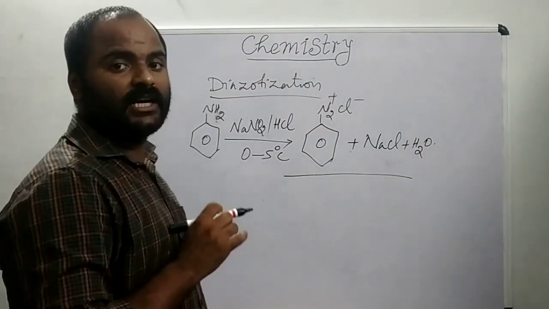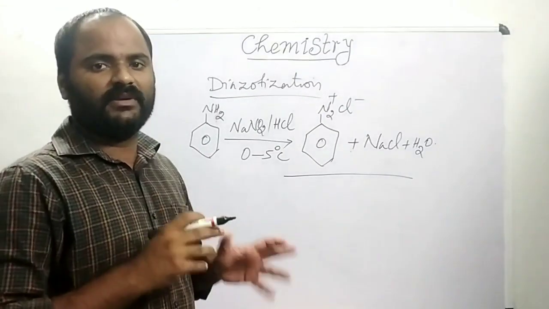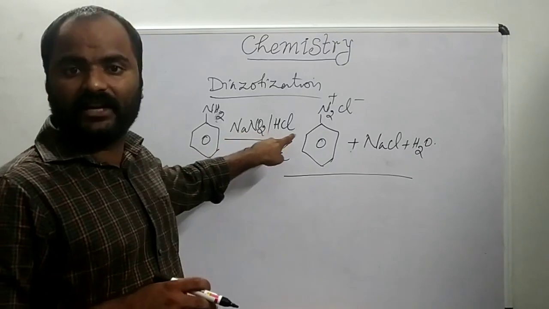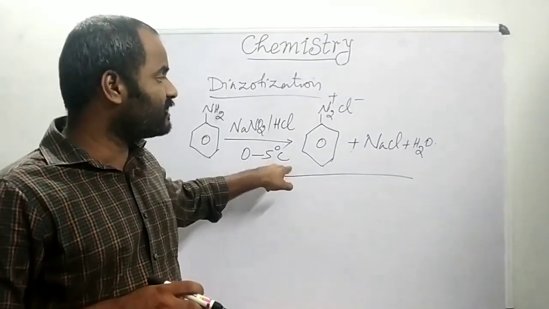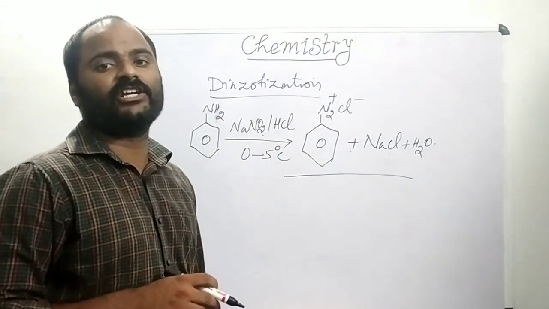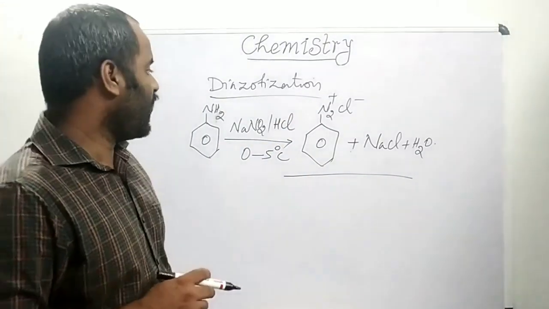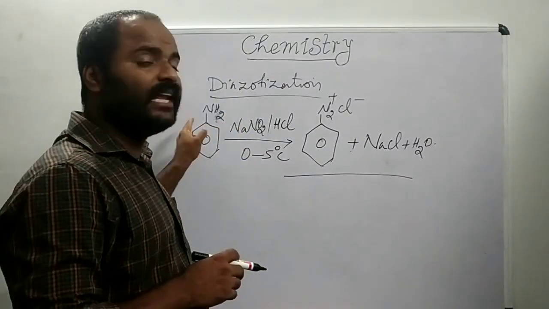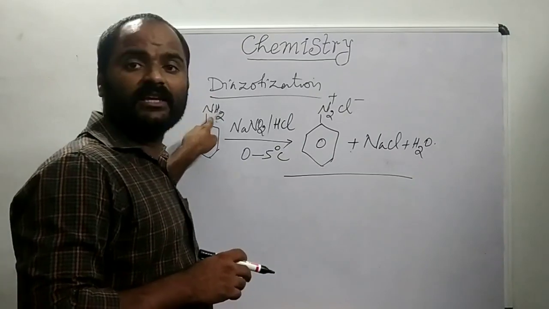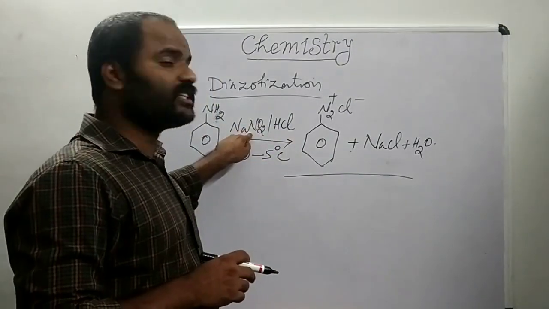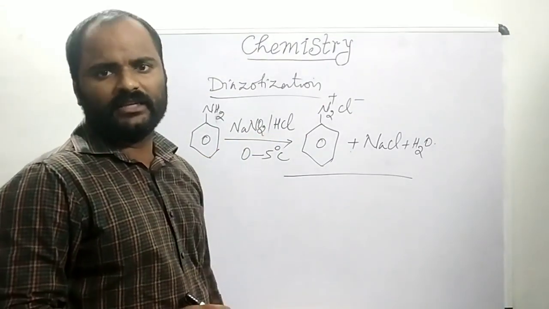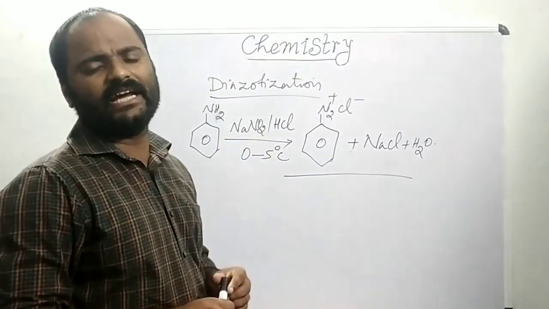This is our diazotization reaction. That means aniline on reaction with sodium nitrite and HCl at 0 to 5 degrees Celsius forms benzene diazonium chloride. This is known as diazotization reaction. Clear? That means an ice cold solution of aniline in HCl, ice cold meaning 0 to 5 degrees Celsius, on reaction with sodium nitrite solution gives benzene diazonium chloride. That is all about the preparation of benzene diazonium chloride.